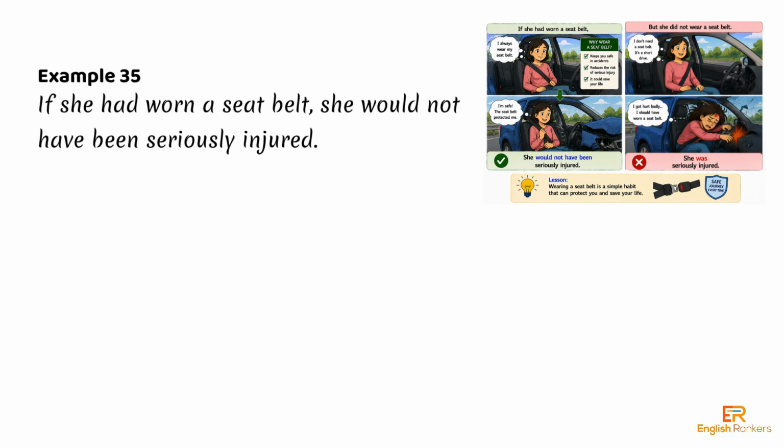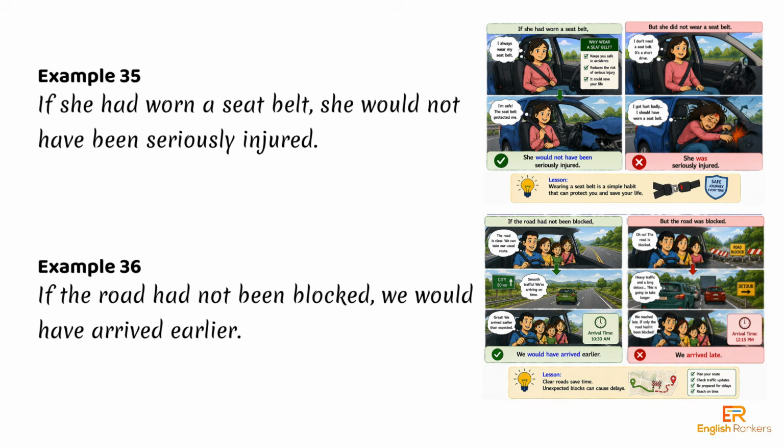Example 35. If she had worn a seat belt, she would not have been seriously injured. She did not wear a seat belt, so she was seriously injured. Example 36. If the road had not been blocked, we would have arrived earlier. The road was blocked, so we arrived late.